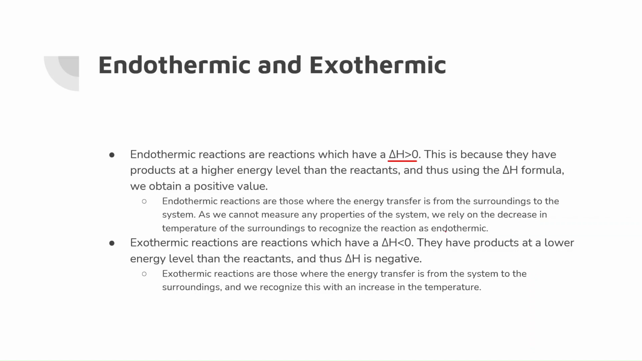So if we were to define an endothermic reaction, we have to say that endothermic reactions are those where energy is taken in from the surroundings to the system, and they have a delta H which is positive, or an enthalpy change which is positive. If you were to define exothermic reactions, that would be that the energy transfer in an exothermic reaction is from the system to the surroundings, and so there's a temperature increase in these surroundings, and they have a delta H value which is negative, and you can even add the fact that they have products at a lower energy level than the reactants. That's the main definition for exothermic and endothermic, and the details that you add depend on the number of marks.